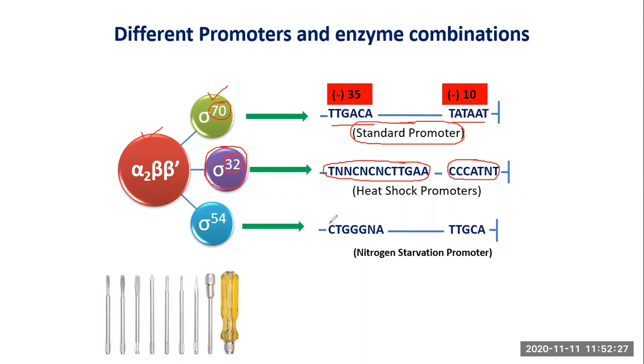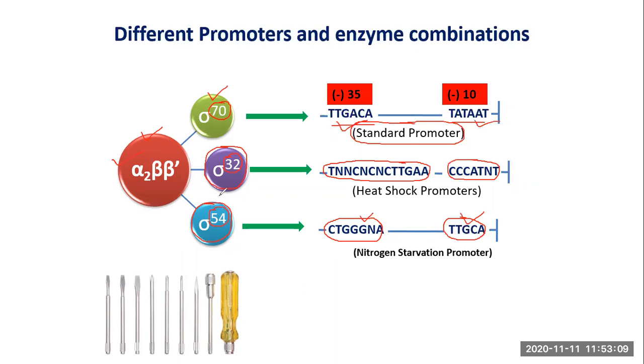Okay. Similarly, we'll take one more example. There are genes which help bacteria cope with nitrogen starvation, and those genes have a different kind of promoter. For example, the -10 consensus sequence is this, and the -35 consensus sequence is this. You have to compare these sequences with the standard sequences. They are different, right? As a result, this promoter will be identified by a combination of core enzyme with a different sigma, which is called sigma 54. 54 indicates the molecular mass of the protein.